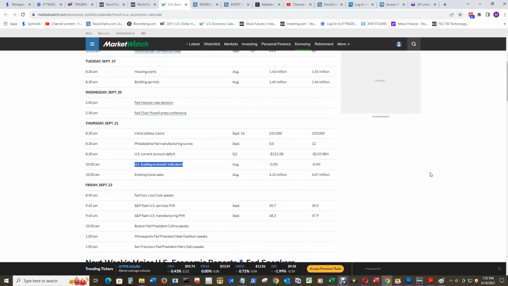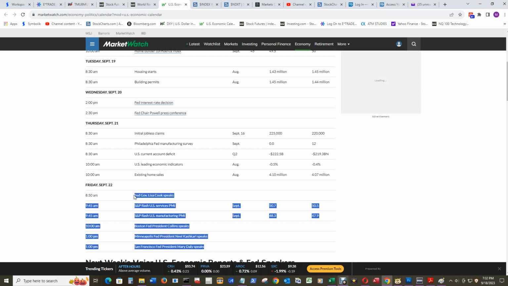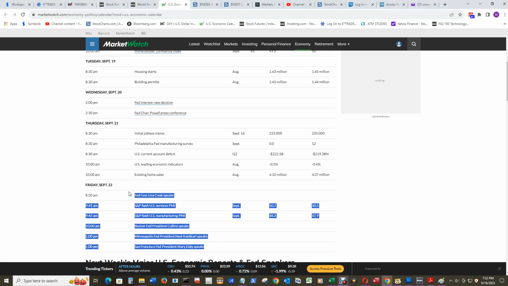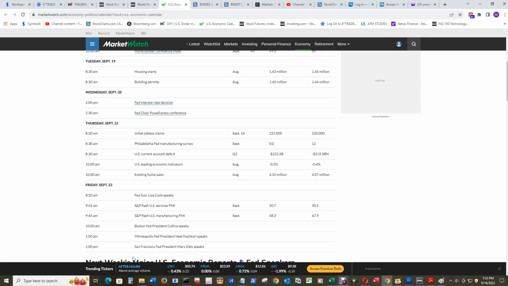Leading economic indicators, but it looks like on Friday it's all the Fed speak here. That's going to be the market movers. Who knows what they're going to say. And I don't believe that they know what they're going to say either. And probably a lot of conflicting reports, but I don't know. They're all sticking together even though they have different views.